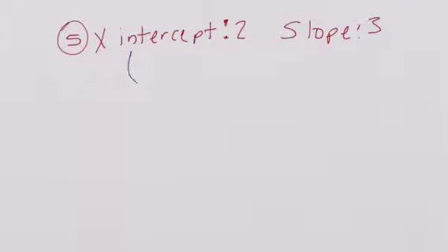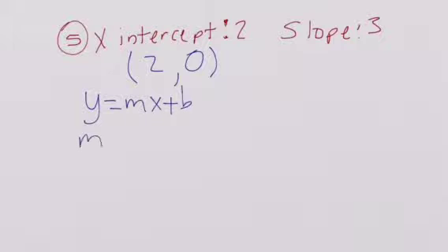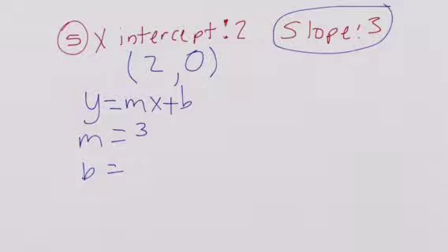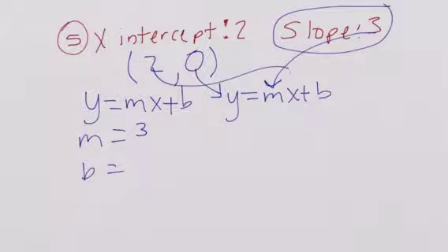All right, now we have an x-intercept. When we have an x-intercept, y is 0. So we're going to find the equation of the line. As soon as we hear equation of the line, we write y is equal to mx plus b, m equals, b equals. Our slope we're given is 3. So now we're going to solve for b. Y is equal to mx plus b. Our y is going to be 0. Our slope is going to be 3, and our x value is going to be 2. So it's going to be 0 is equal to 3 times 2 plus b.